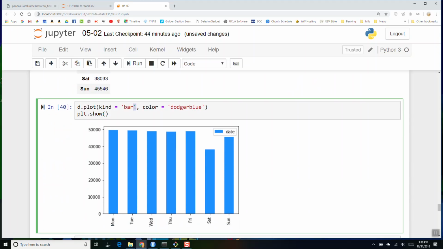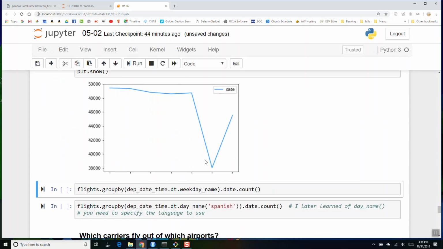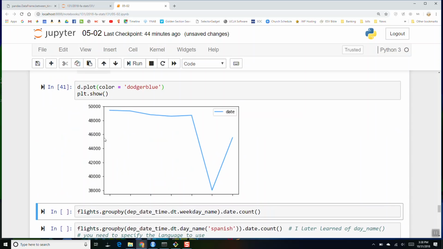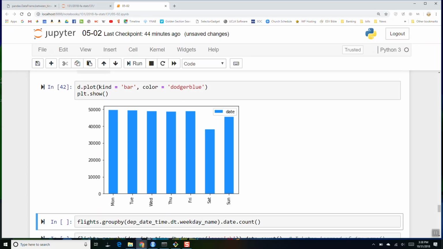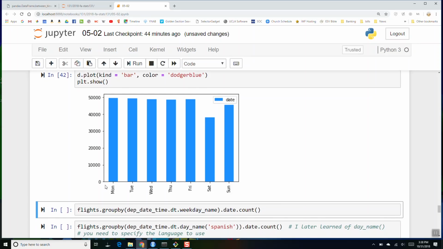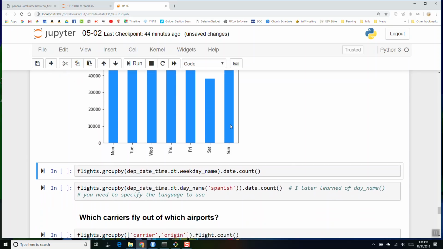That's for kind equals bar. If you leave kind blank, it'll produce a line plot, okay? And there's a huge dip because the default settings are to just fit the data, whereas when you do a bar, the default settings will start at 0, okay? And you can always adjust the settings there, okay?